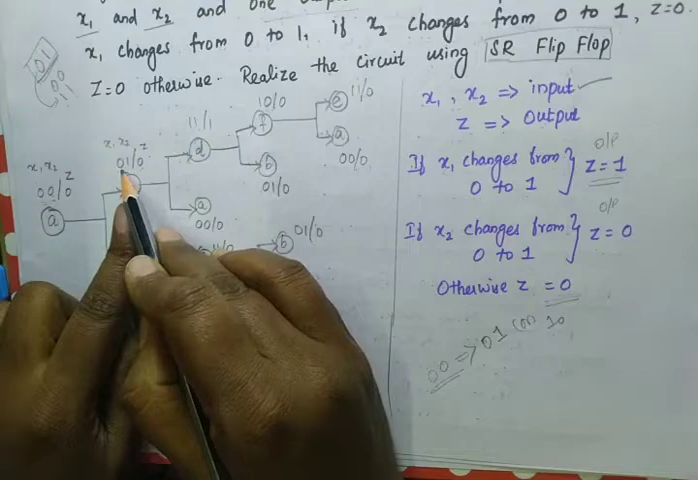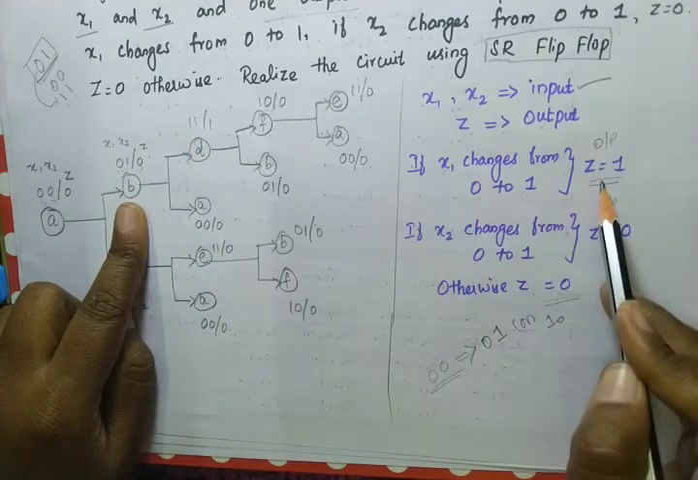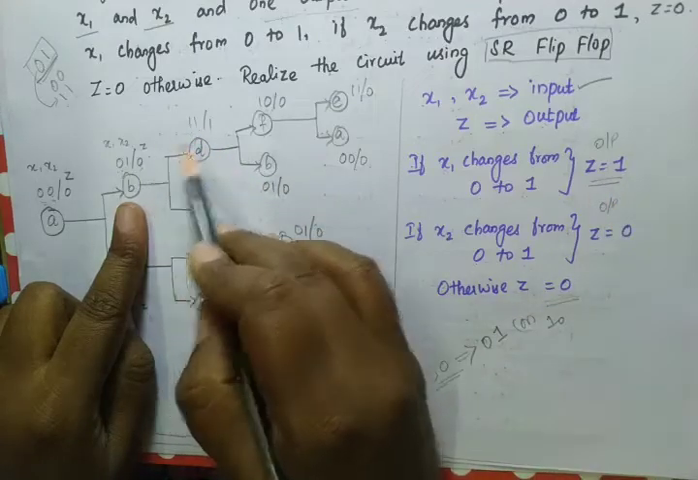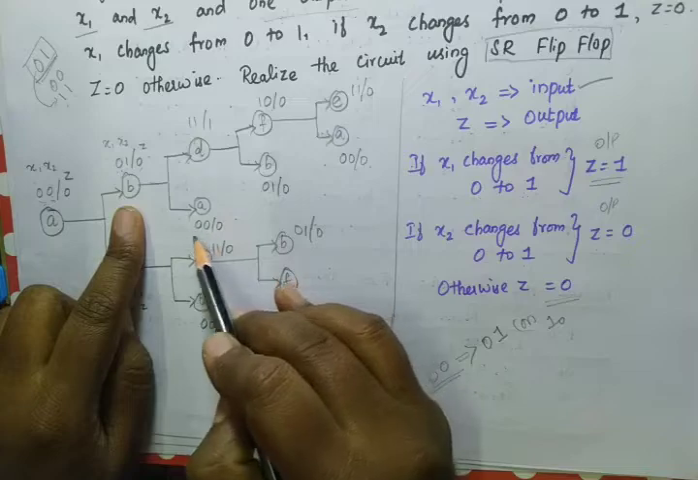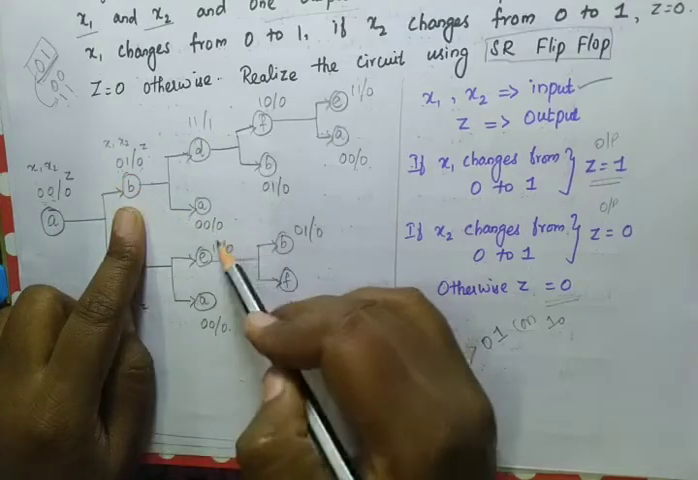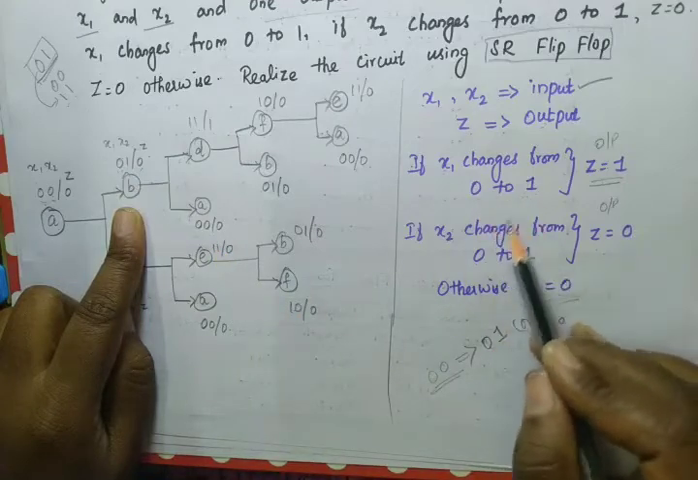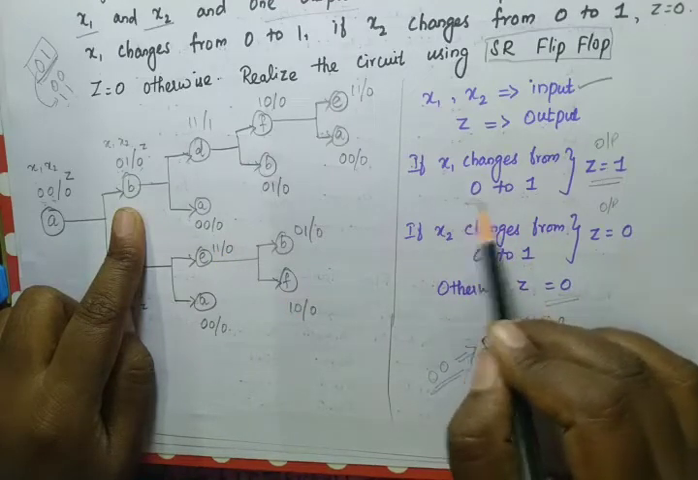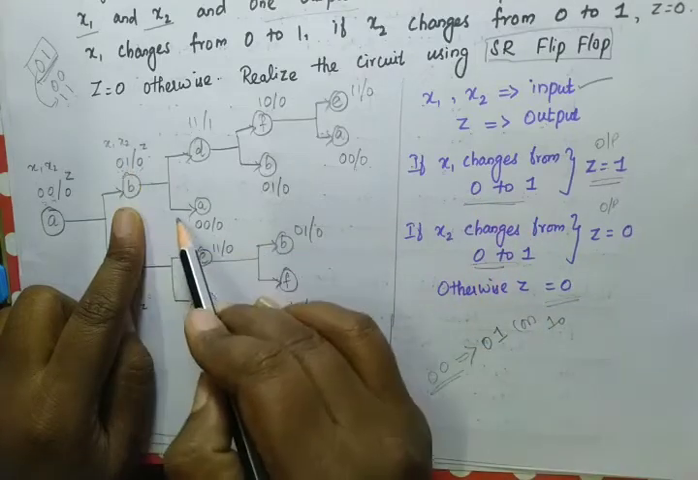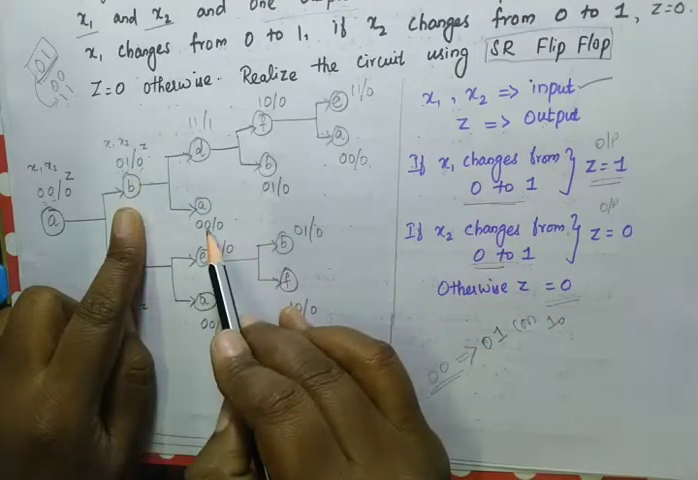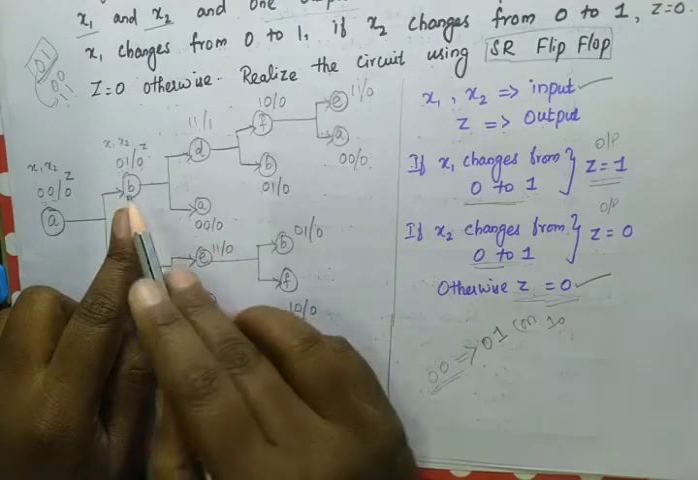Now check here, x1 changes from 0 to 1. If x1 changes from 0 to 1, z will be equal to 1. Next, here we don't have any changes. Here x2 changed from 1 to 0, but we don't have that 1 to 0 condition. We have only the condition from 0 to 1. So otherwise z is equal to 0. We must use this otherwise z is equal to 0.